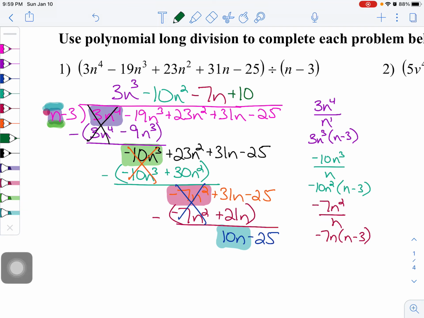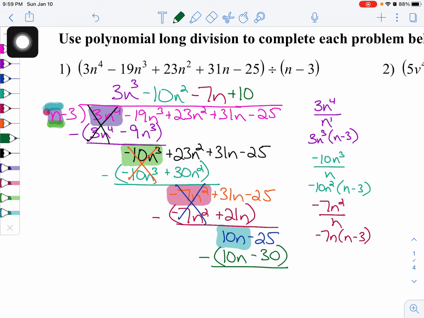All right, so let's see. I'm going to take 10 times both of these terms. So 10 times n is 10n, and 10 times negative 3 is negative 30. I'm going to subtract both of those. So last piece here, we've got those two terms cancel each other out. All right, that was good. And then I've got negative 25 minus negative 30, which is really plus 30. So there is a 5 left over there.